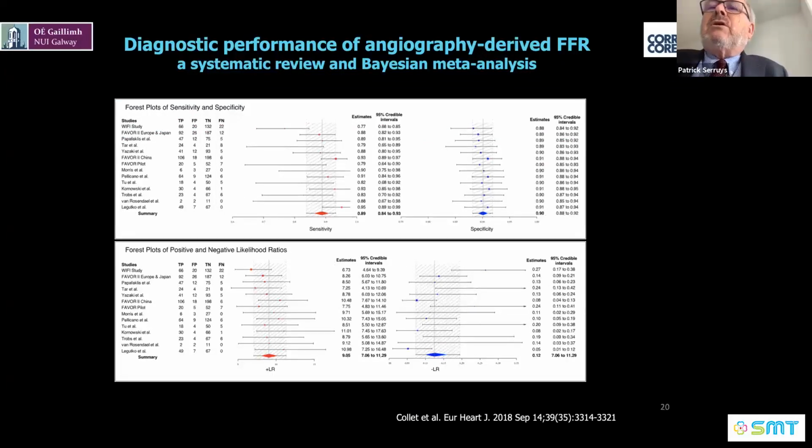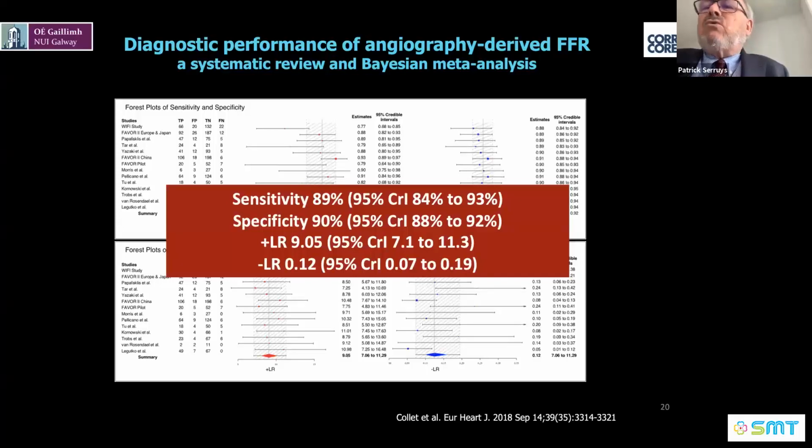We did an analysis of sensitivity and specificity, positive and negative likelihood. And we came to the conclusion that the sensitivity of the angiography-derived FFR was high, 89%, specificity 90%, positive likelihood ratio 9.05, negative likelihood ratio 0.12.